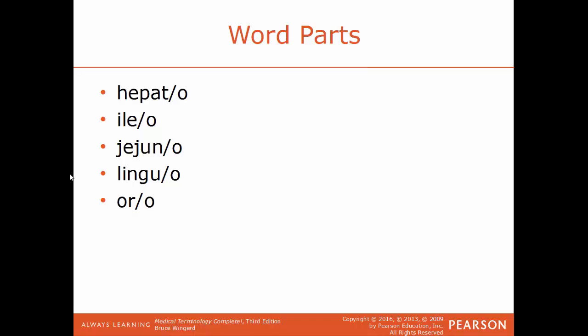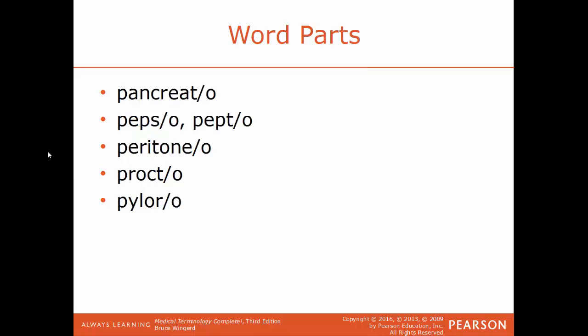Ilio is a reference to the ileum, which is the last section of the small intestine. Jejuno is a reference to the jejunum, which is the second section of the small intestine. Linguo, also a reference to the tongue. And oro is a reference to the mouth. Pancreato is a reference to the pancreas.